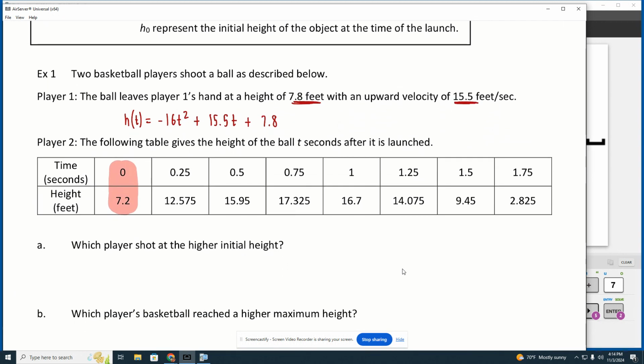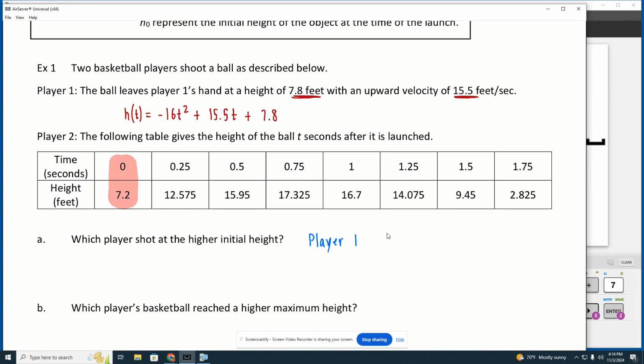Which player shot at the higher initial height? Well, we just discussed that. Remember, player 1 shot it at 7.8 feet. Player 2 shot it at 7.2 feet. So this is definitely going to player 1. Now let's see some other things it asks about.